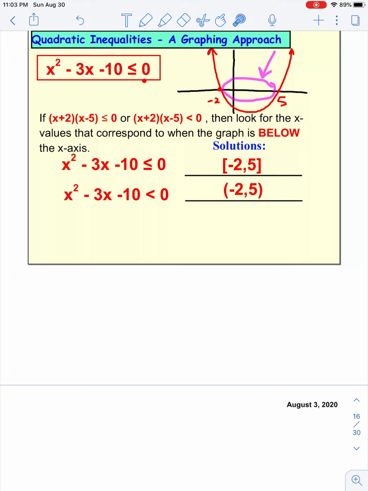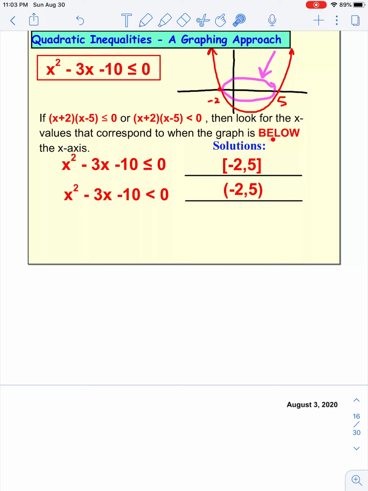Well, what we're going to do is take a look at a graphical approach. So we would graph it, and if you don't have a graphing calculator, you might say, well, how am I supposed to do it? Well, you know that this factors into x plus 2 times x minus 5. So when we factor the quadratic into x plus 2, x minus 5, that has to be less than or equal to 0. It could have been less than or equal to or just less than. Either way, you're going to factor it.